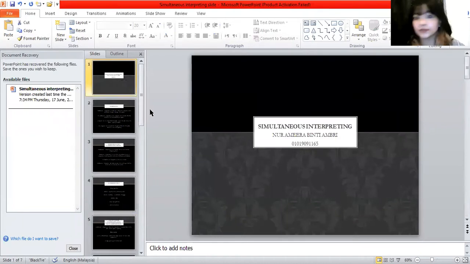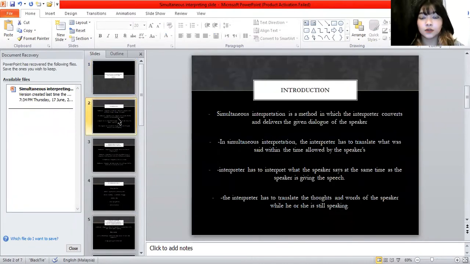This is my slide, simultaneous interpreting, and I will go through the introduction first. Simultaneous interpretation is a method in which the interpreter converts and delivers the given dialogue of the speaker. In simultaneous interpretation, the interpreter has to translate what was said within the time allowed by the speakers. This means that all interpreters have to interpret what the speakers say and they cannot change the meanings at all. And the interpreter has to interpret what the speaker says at the same time as the speaker is giving the speech.